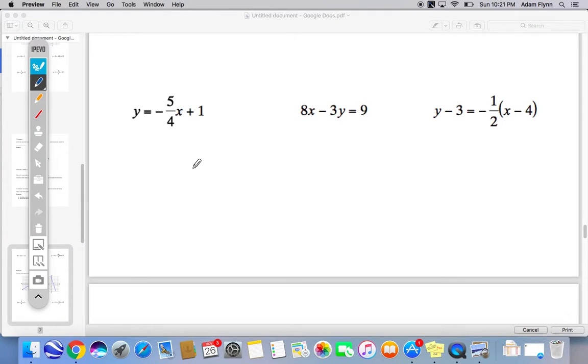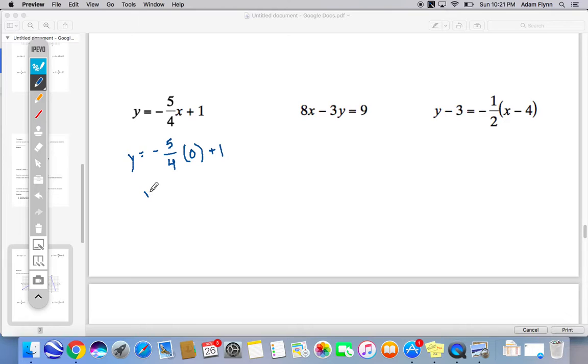Okay, so for this example right here, I have a slope-intercept form equation, so I know y equals mx plus b. So to find my y-intercept, I'll just set x equal to 0. So y equals -5/4. Instead of x, I'll plug in 0, plus 1.